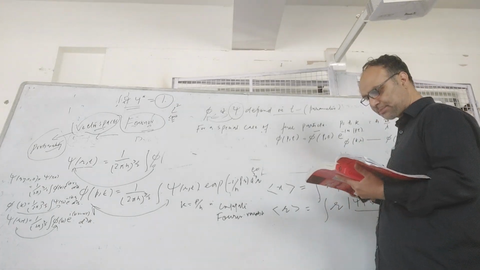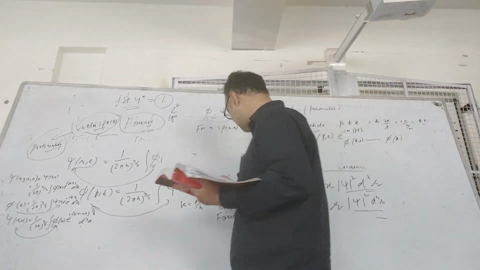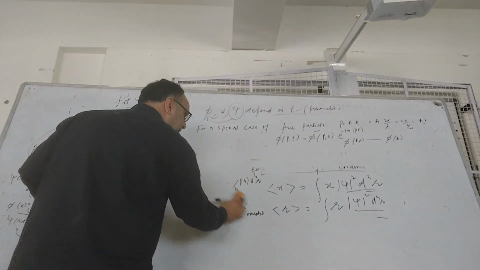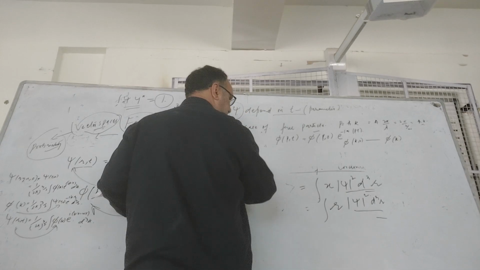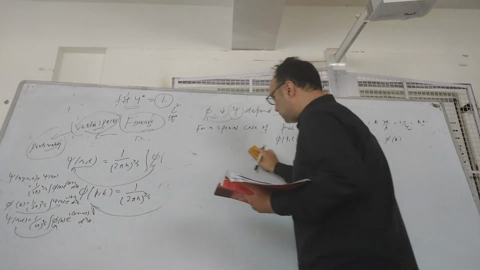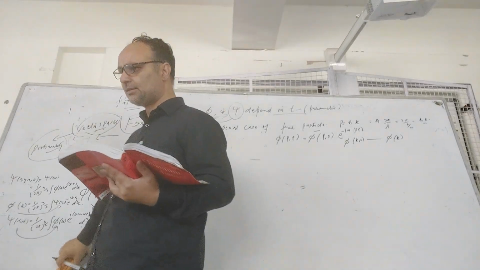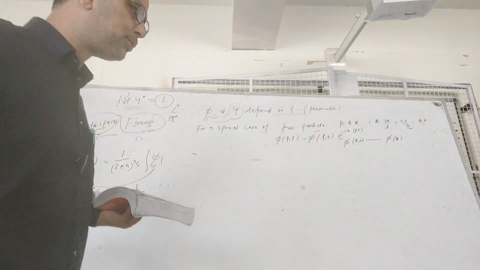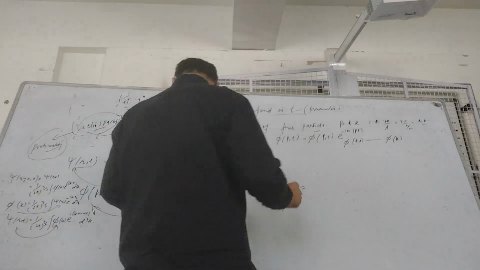Now we will do one step. 2-3 steps we are going to do, then we'll stop. But by the end we'll have an exercise which you should be able to do or attempt.